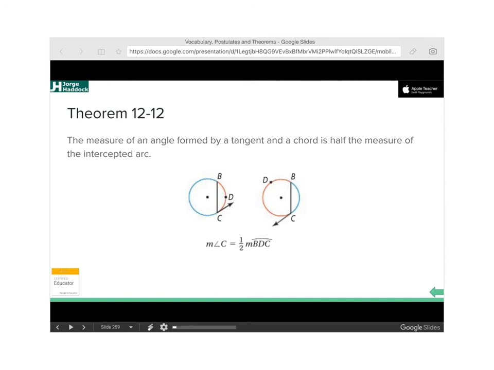Now the next theorem tells that the measure of an angle formed by a tangent and a chord is half the measure of the intercepted arc. So that means that I have this angle C right here. So the measure of this angle is half of arc BC. The same here is half of BDC.